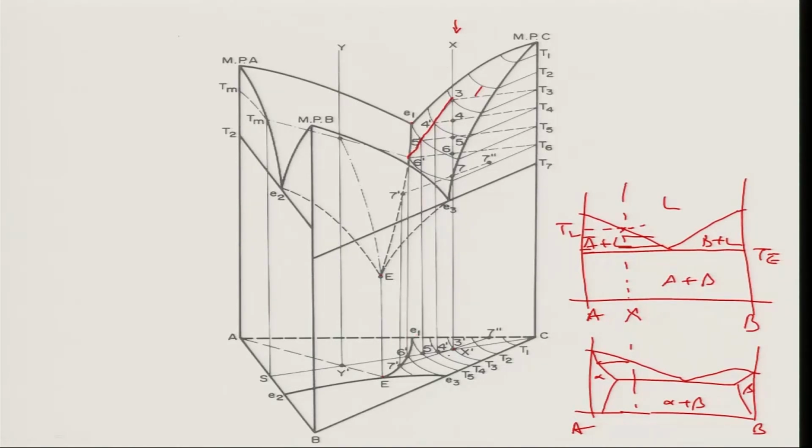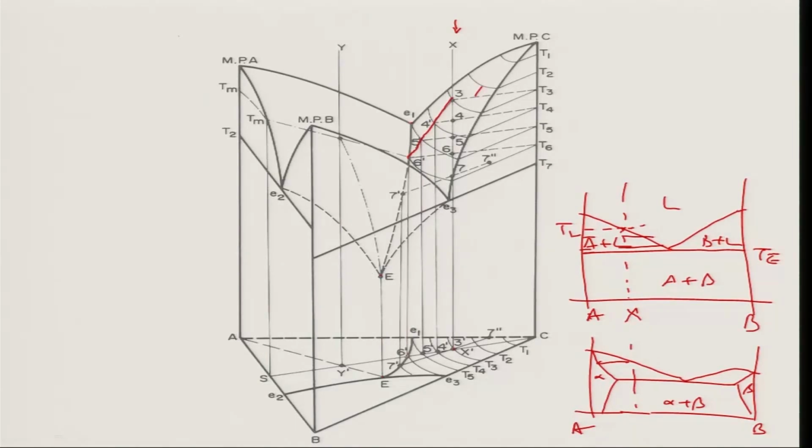Very simple. I join this point x prime with C and extend this line on this side. If I extend this line, it will keep on going like this, 3 prime, 5 prime, 6 prime. It is hitting the liquid surface, or the valley, of E1, small e1 E. Remember, this is the connection of binary eutectic E1 with the ternary eutectic capital E.